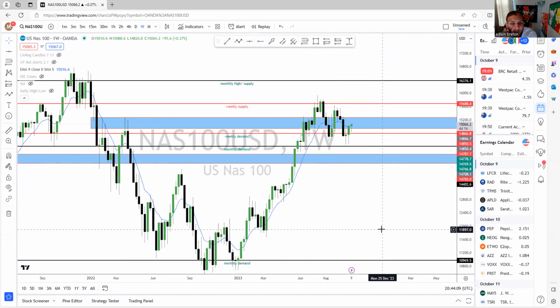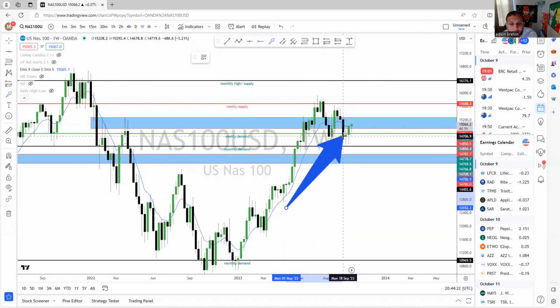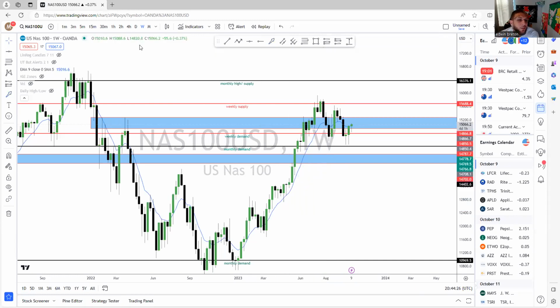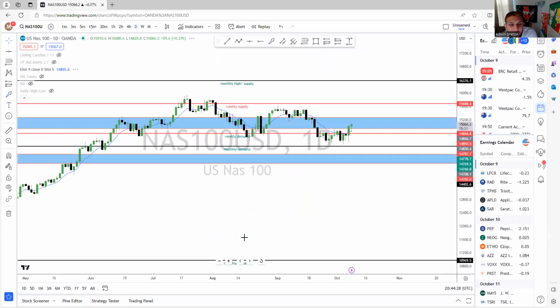I'm still making a floor here. You can see this floor is being respected. Respected here. Again, bounce. So this is gonna be a lower time frame level. Let's go ahead and get into our daily.